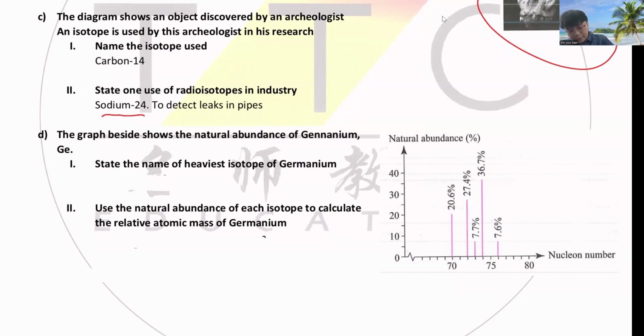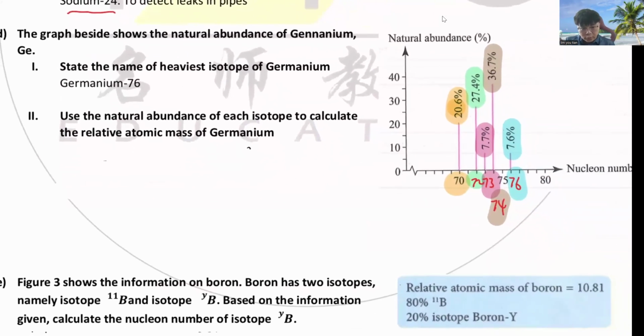Okay, see, for isotopes, they have different mass. The first one, mass 70, you got 26%. Then after that, 72, and then 73 and 76. Okay, so 72 has 29.7%. 73 got 7.7%. Oh, got 74, it has this percent. Then 76 has 7.5%. So now they ask you who is the heaviest. They give you this graph and ask you to decide the number.